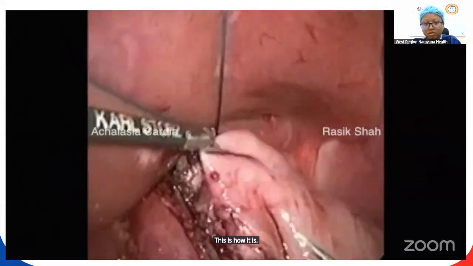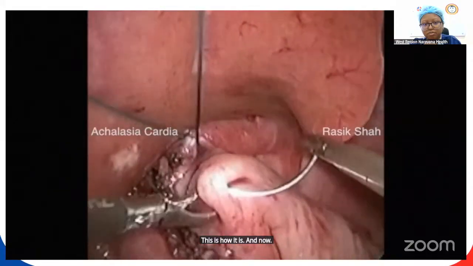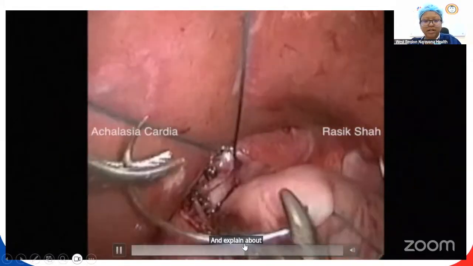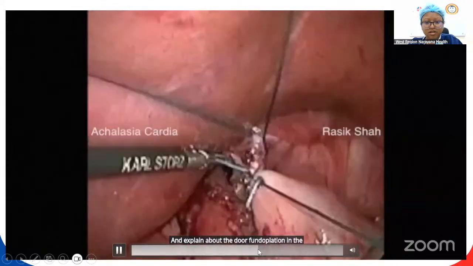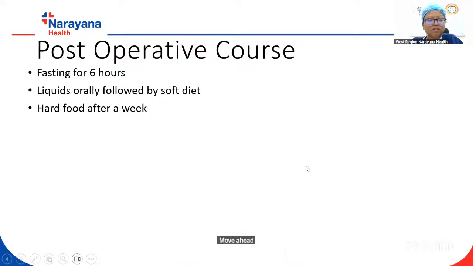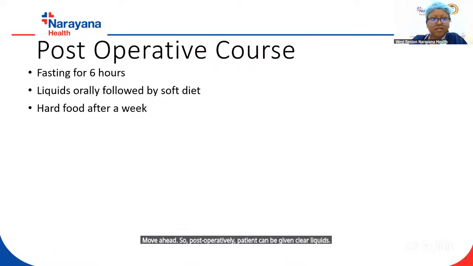And now Dor fundoplication is being done. I had explained about the Dor fundoplication in the previous slide. Move ahead. So post-operatively, patient can be given clear liquids in the evening.